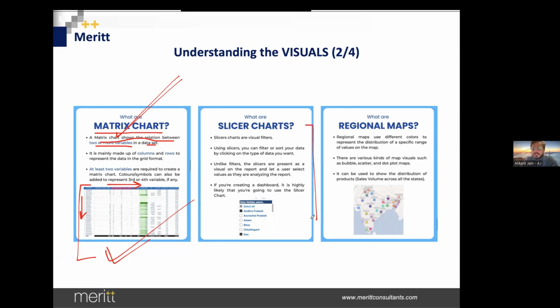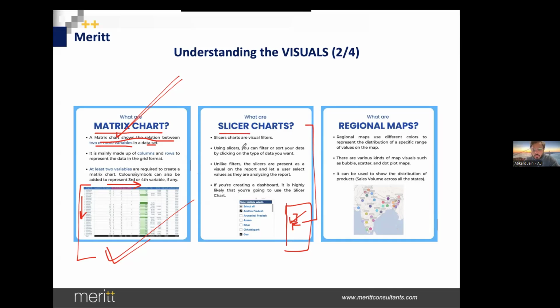Then this is slicer chart. Slicer chart is the same as filters. If you have created a dashboard and now you want to filter, say I want to filter for January month, you will create a month slicer. Here it will be January, February, March and everything. You will just select January, then all the data will be shown just for January, right? So this is what slicer will do.